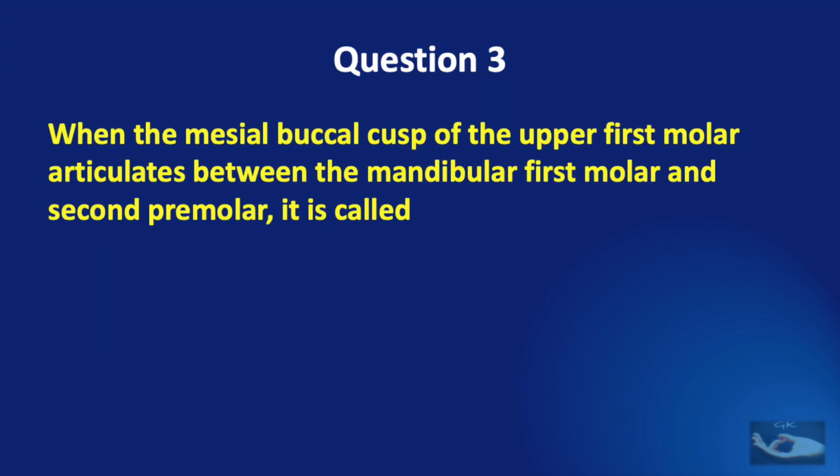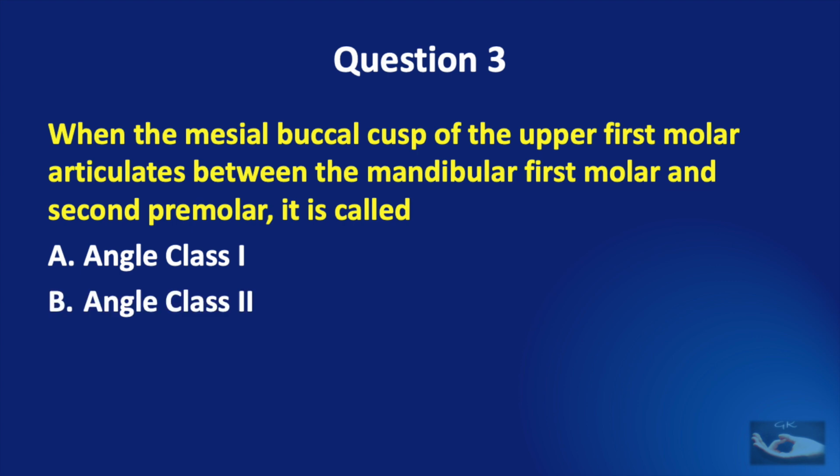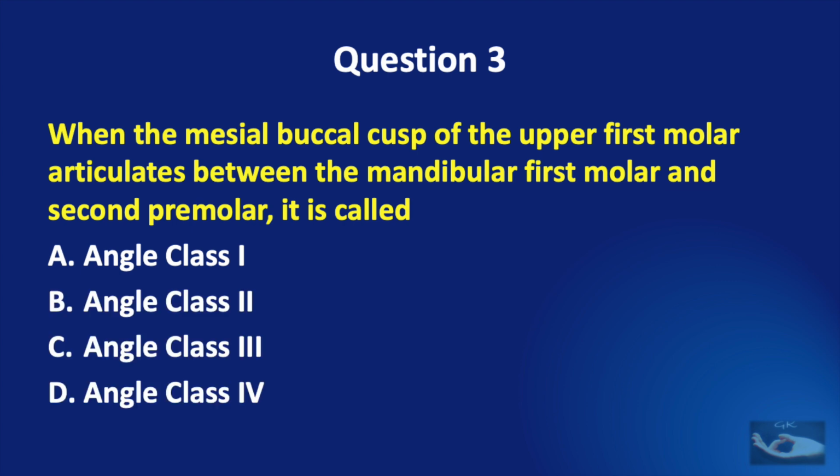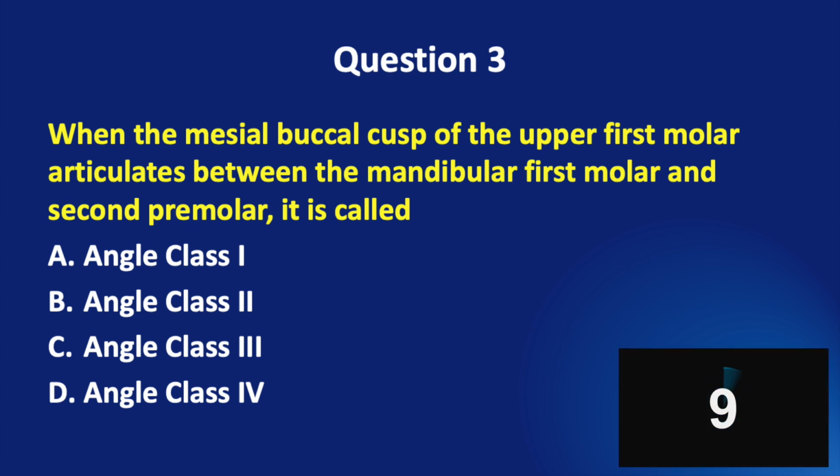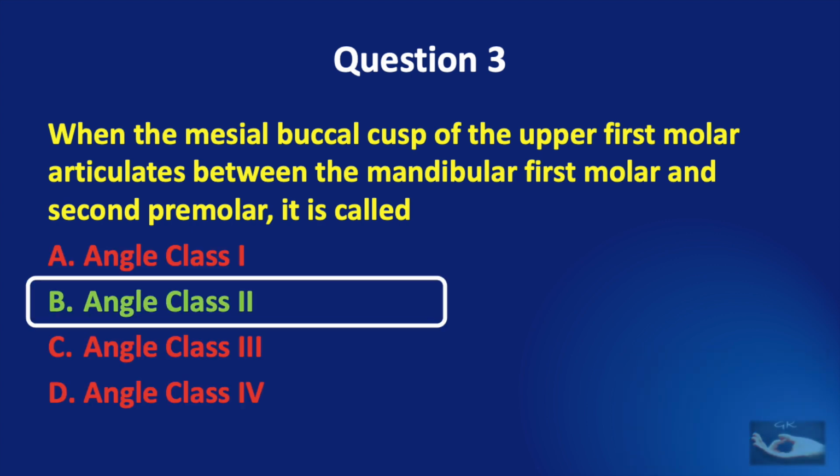Question number 3. When the mesial buccal cusp of the upper first molar articulates between the mandibular first molar and second premolar, it is called angle class 1, angle class 2, angle class 3, angle class 4. The correct answer is angle class 2.